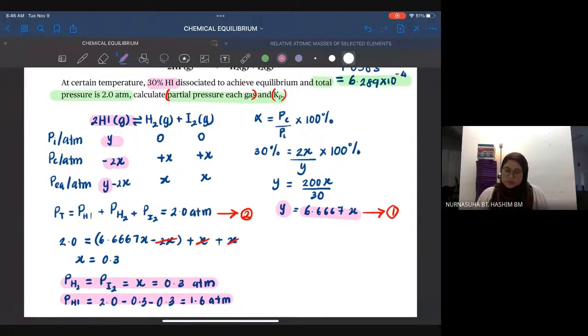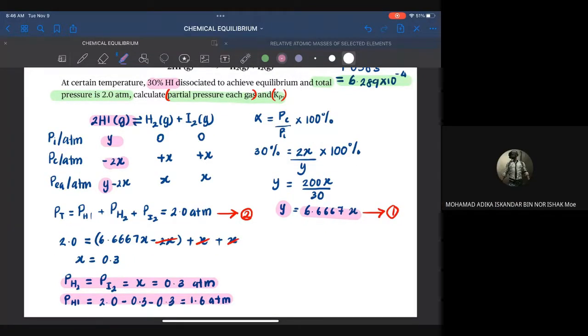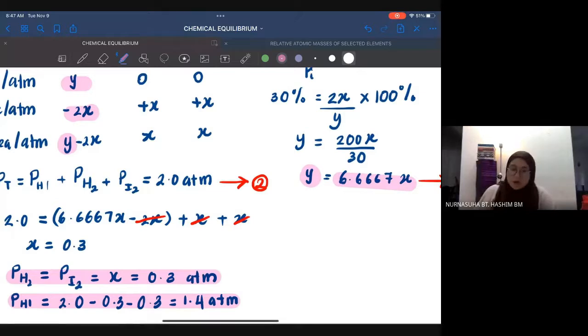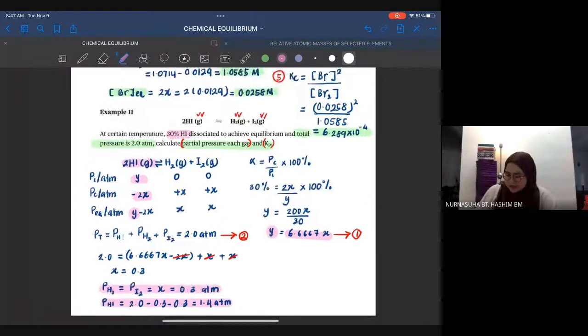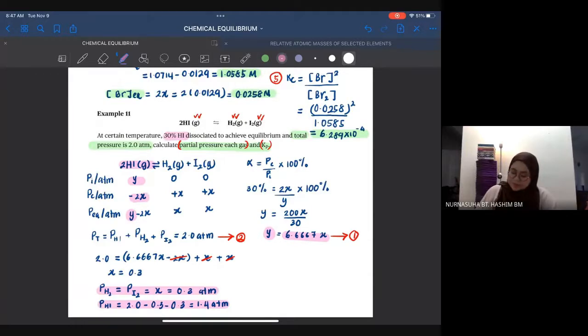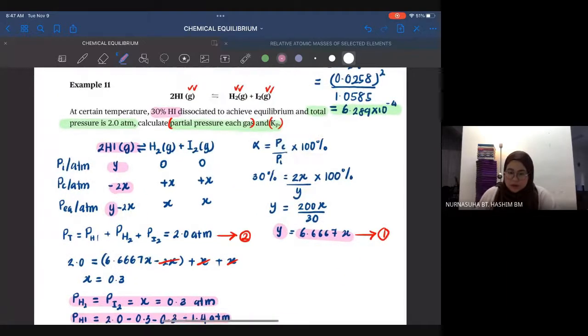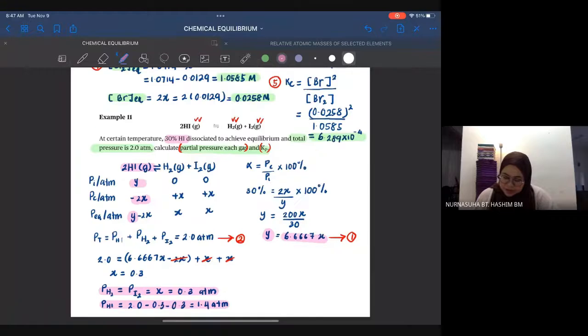Madam, 1.4. 1.4 atm. Yes, 1.4, sorry. Di fikiran macam 1.4, di mulut sebut 1.6 pula. Okay, maybe sebab 0.3 kot. Okay, so this is the answer lah. Okay, so you kena pandai main dengan unknown tu. Okay, that's for example 11.